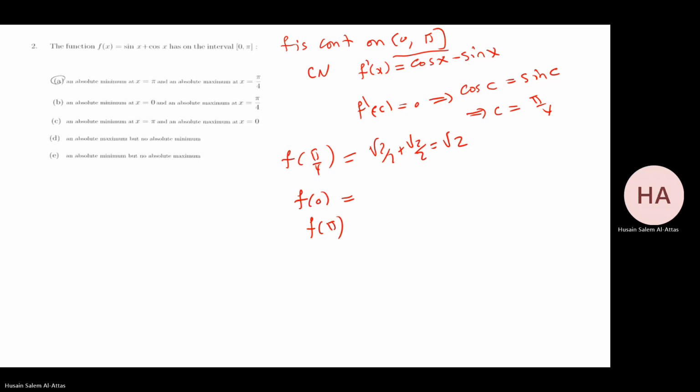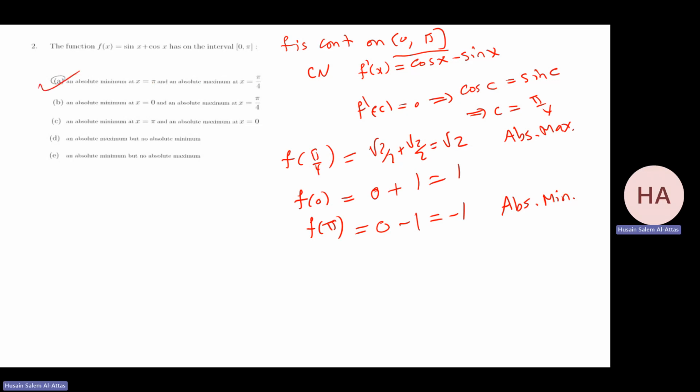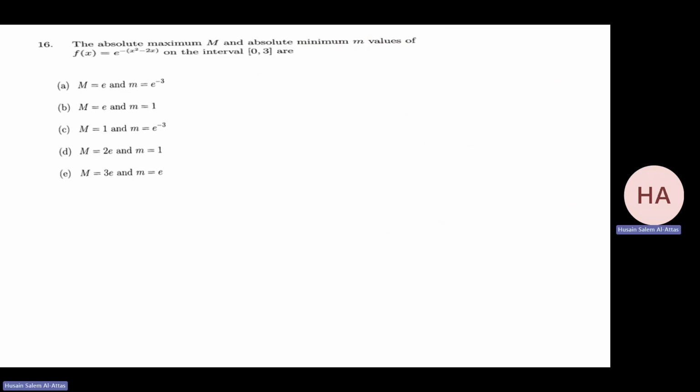At 0, sine 0 is 0, cosine 0 is 1, so that will be 0 plus 1, which is 1. F of pi: sine pi is 0, cosine pi is minus 1, so the answer is minus 1. So the absolute minimum is this, and the absolute maximum is this. So I have absolute minimum at x equals pi, and absolute maximum at x equals pi over 4.